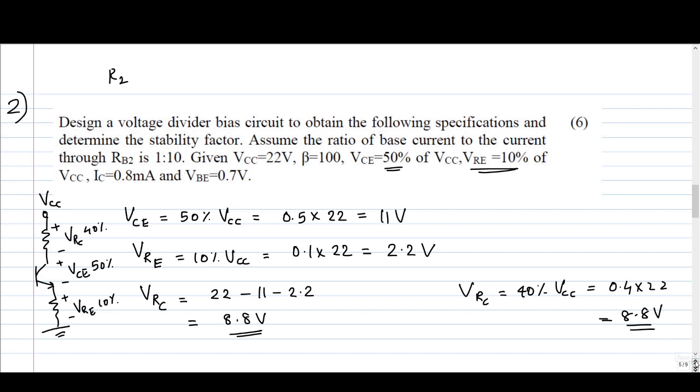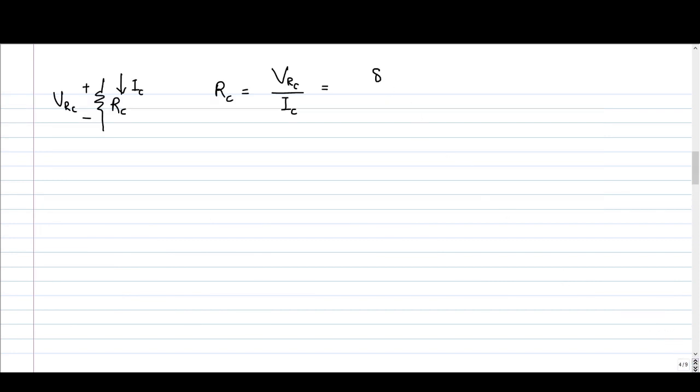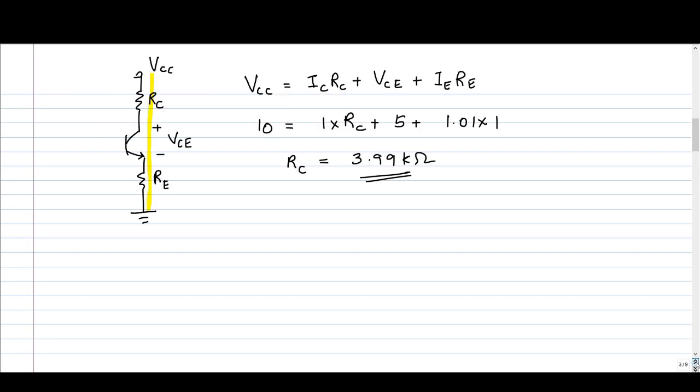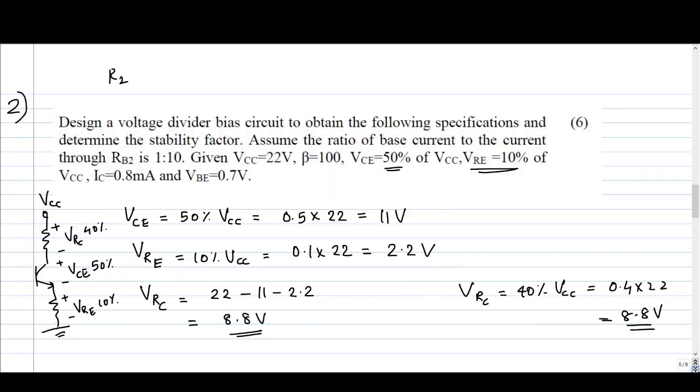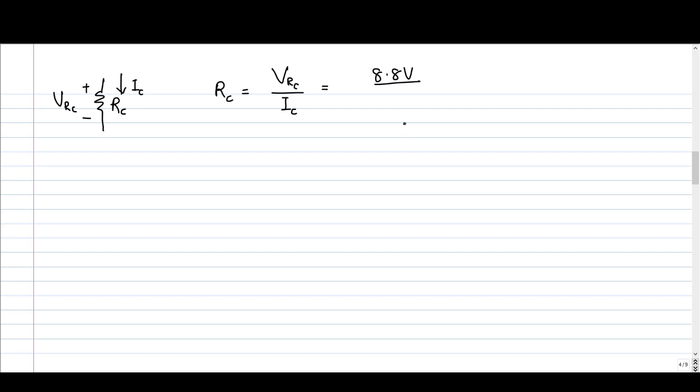8.8 volt. Okay, so 8.8 volt divided by IC, which is 0.8 milliampere. IC is 0.8 milliampere. So 8.8 volt divided by 0.8 milliampere, you will get 11 kilo ohms. So that is the value of RC. Okay, now we can calculate the remaining values.